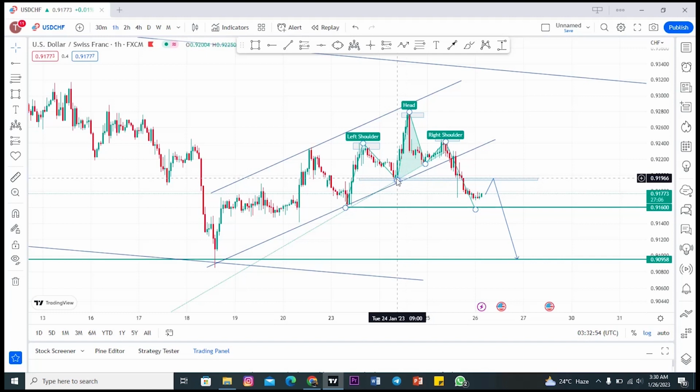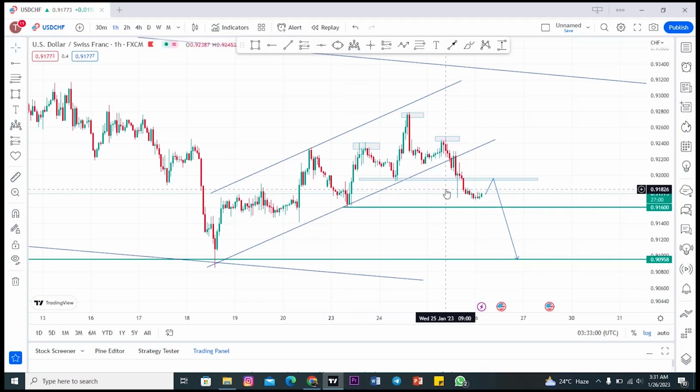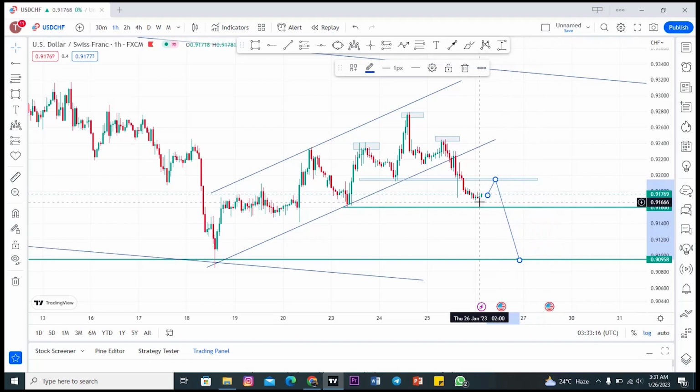So what I'm waiting for is for price to revisit my neckline once again, and then I will be selling to the downside. Here is my neckline, and I want price to visit it once again. As price visits it, I'll be looking to sell all the way to the downside. So stay tuned and let's see what happens. See you in the next clip.